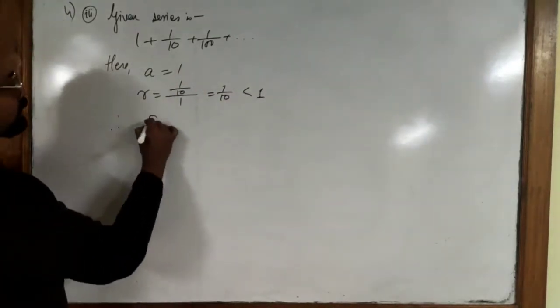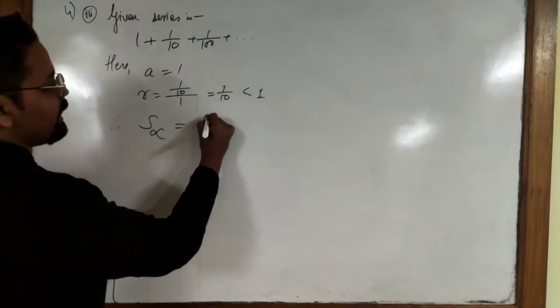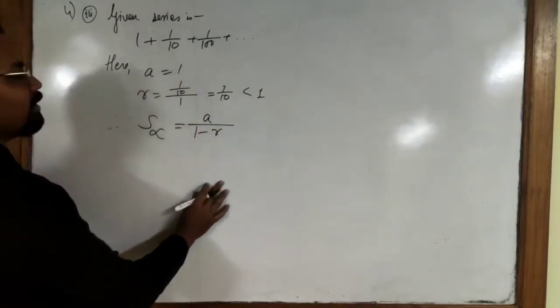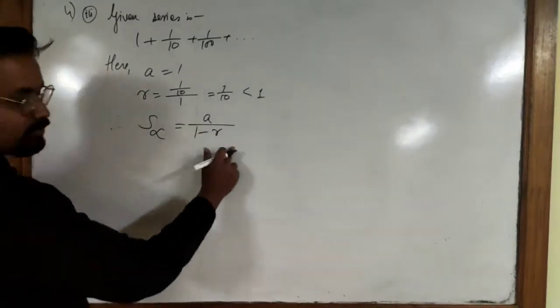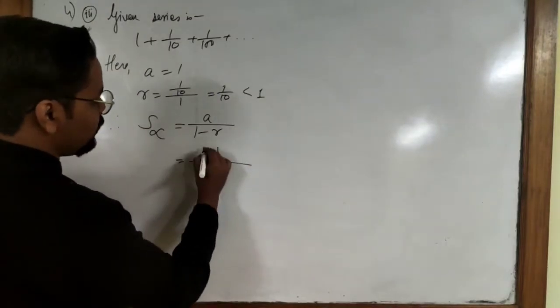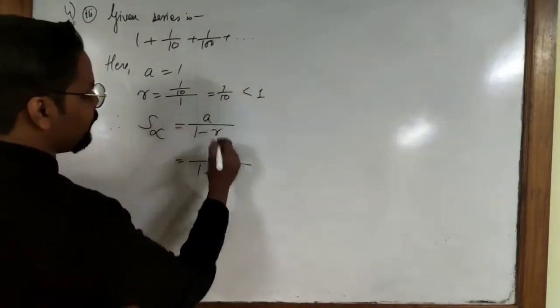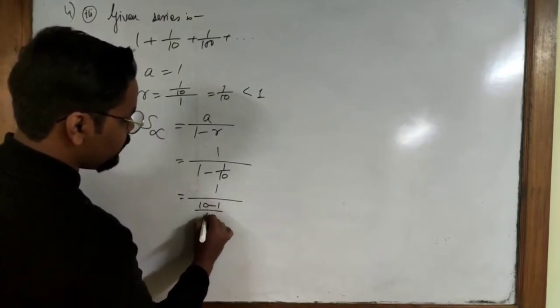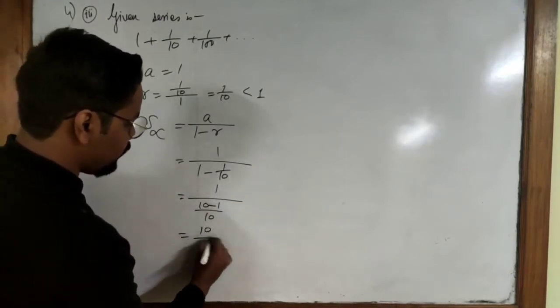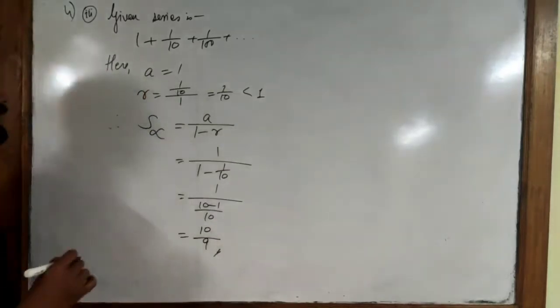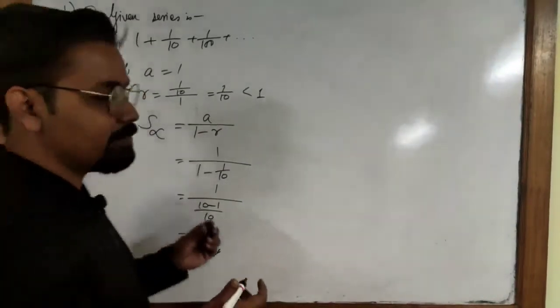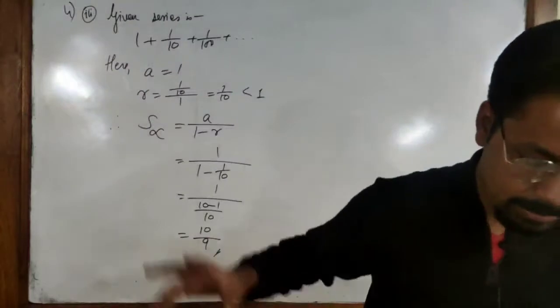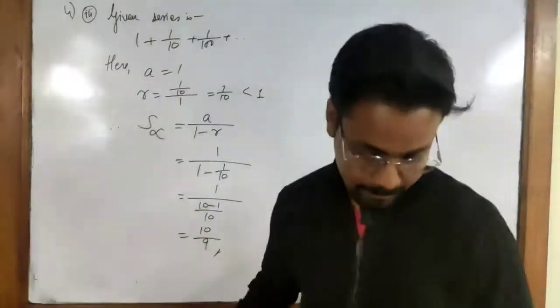So therefore the sum up to infinity will be a by 1 minus r. Since r is less than 1, we will use this formula. So a is 1, and 1 minus r is 1 minus 1 by 10. So it is very easy, 10 minus 1 by 10. So 10 will go up and 10 minus 1 is 9. So the answer is 10 by 9. Very simple sum, and that's how you do it. Remember the formula because this will be very essential.